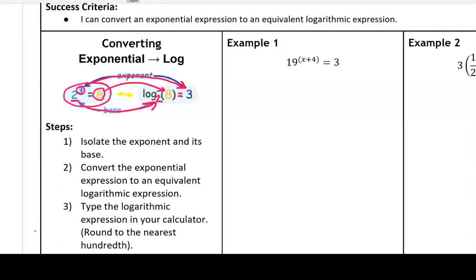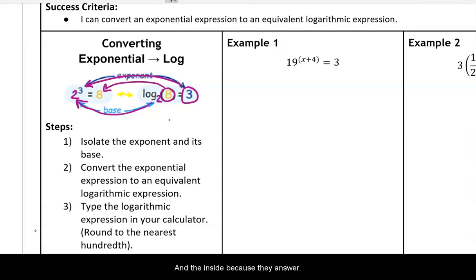And this works both ways. So we can think about the base becoming the base, the exponent becoming the answer, and the answer becoming what goes inside. We can also do it backwards by saying the base of the log becomes the base of the exponent. The answer becomes the exponent, and the inside becomes the answer. I know that probably sounds kind of confusing, but this is how I want you to think about it.